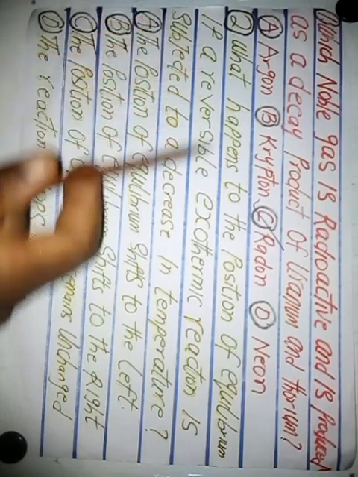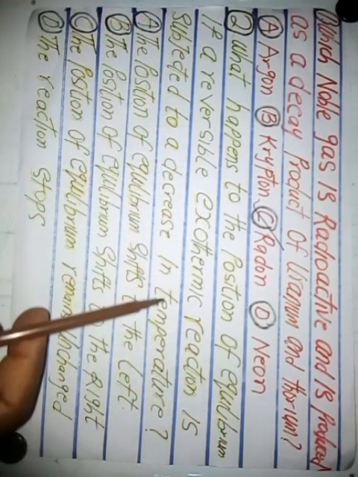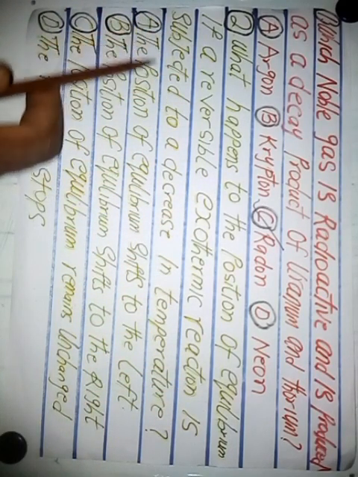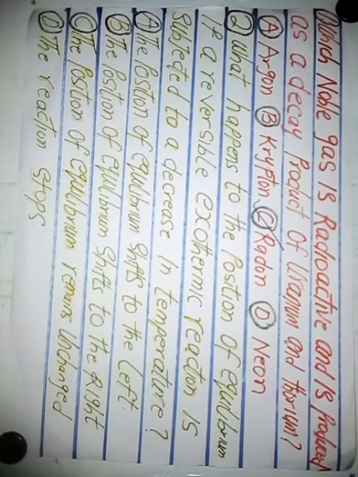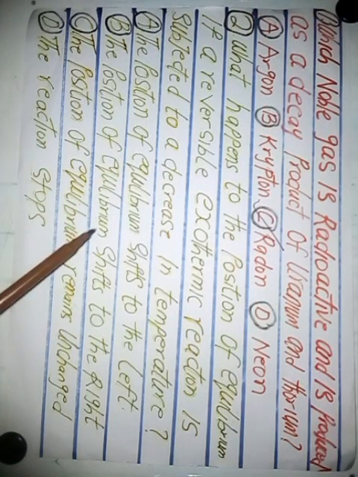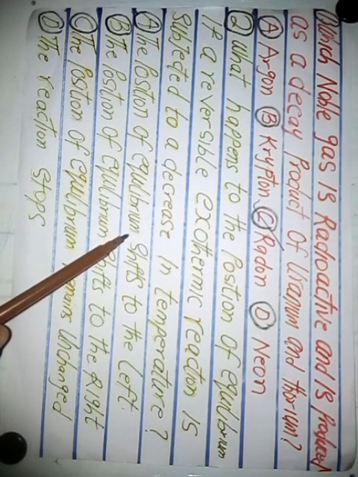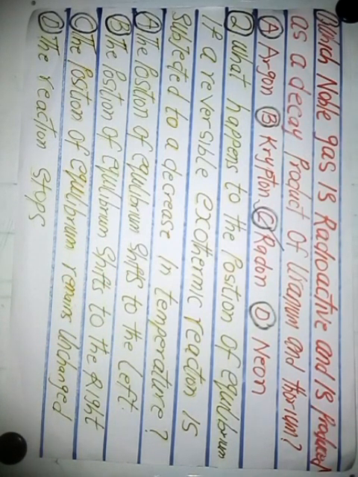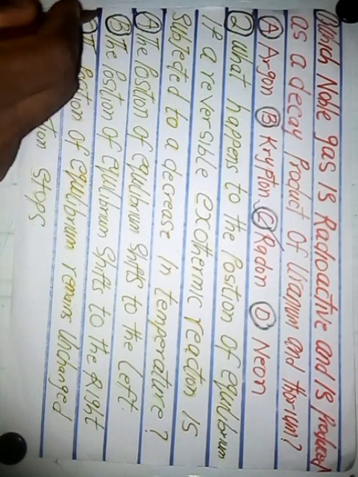Next question: what happens to the position of equilibrium if a reversible exothermic reaction is subjected to a decrease in temperature? The reversible reaction is exothermic, and they are asking what will happen to the position of the equilibrium if you decrease the temperature. Your answer is that the position of equilibrium shifts to the right. So your answer is B.